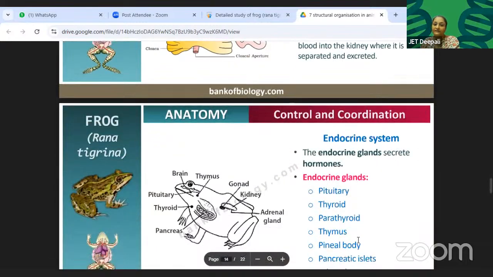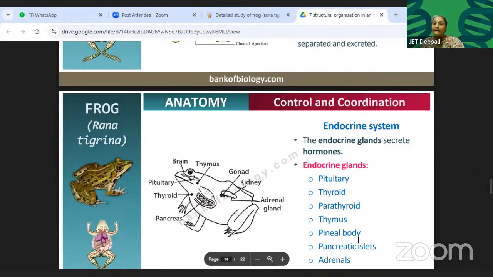Control and coordination means we are studying the endocrine system. They are also having hormones. Endocrine glands secrete hormones. The endocrine glands are the pituitary gland, thyroid gland, parathyroid gland, thymus, pineal body, pancreatic islets, and adrenal glands. We are having a few more, but basically we are having all those major endocrine glands.